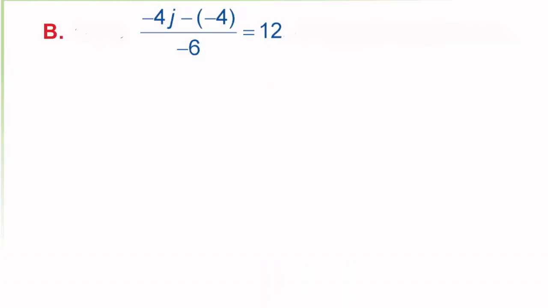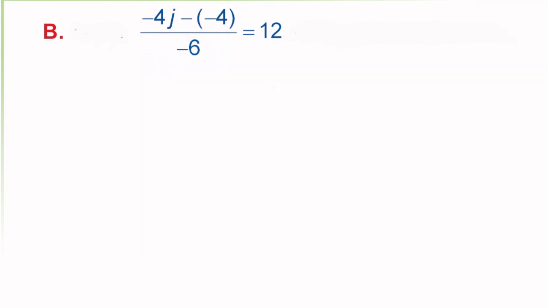Let's look at our fourth and last example. So we have negative 4 times j minus negative 4 divided by negative 6 equals negative 12. So once again, for this type of problem, you need to get rid of the fraction. So I need to get rid of the thing on the bottom, the -6.